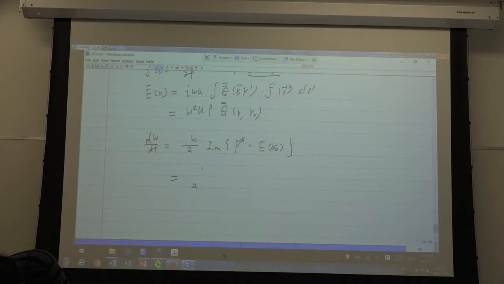2 omega cubed mu, and the imaginary part of the Green function at R0 omega. Then omega cubed mu P. Something like this.